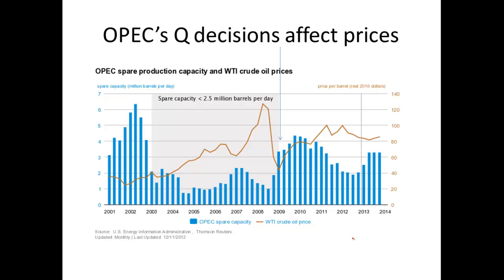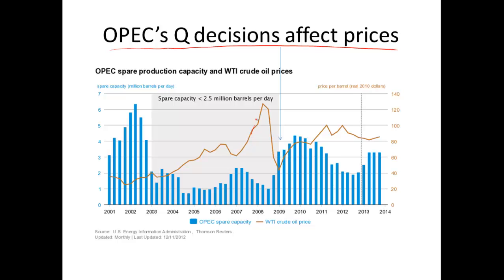I want to just make the point with some data that OPEC's quantity decisions, so it decides how much output those 12 countries collectively will produce, affect prices. What this picture shows, and this is borrowed from the U.S. Energy Information Administration, is the price of crude petroleum, and that's the orangish line. And the blue line is spare capacity of OPEC, in barrels per day. That's production capacity that's taken out of service to control quantity. And notice what happens here.